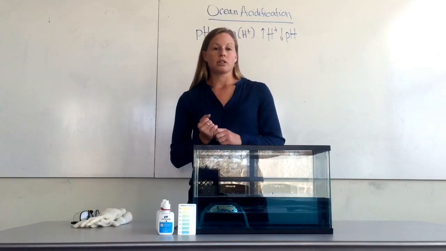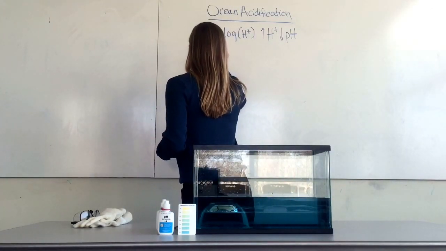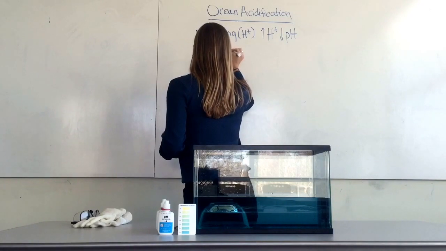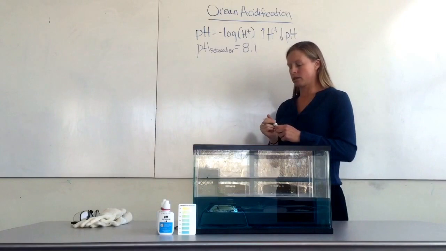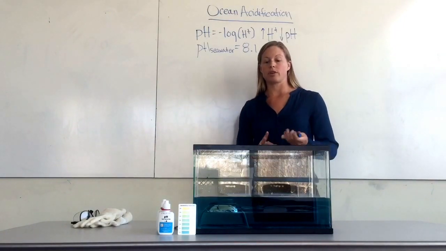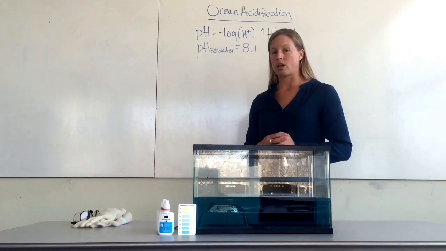Does anyone know what the pH of seawater is on average? That's right, it's very close to neutral, but on average it's about 8.1. So it's a little bit more basic than some of our tap water. So our tap water here is about 7, which is why it is this blue color.